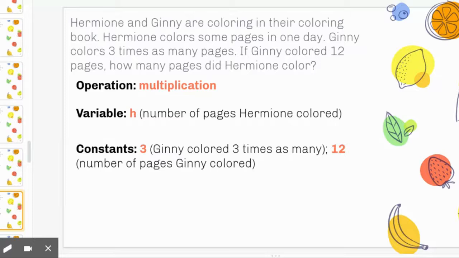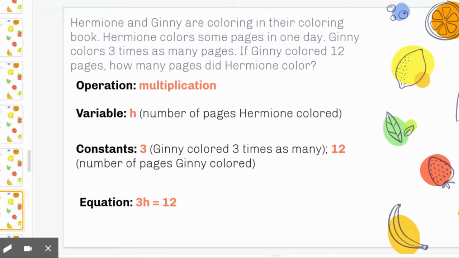And that's why in this case, 3 times 12 doesn't make sense, because Ginny colored 3 times as many pages as Hermione. Which means when we're writing our equation, we're actually going to multiply 3 times h. Remember, when you write a number next to a variable like that, that means 3 times h and not 3.